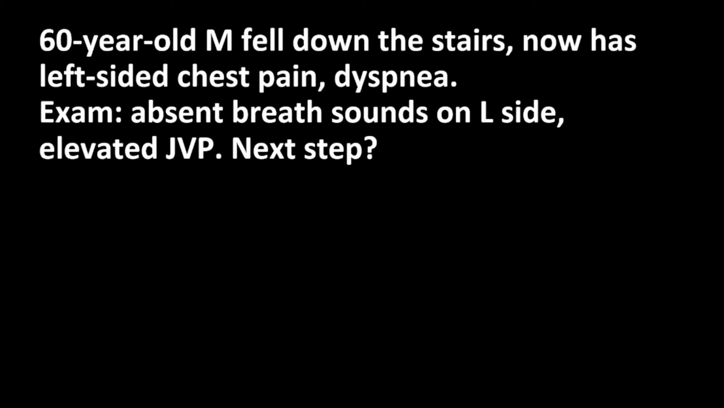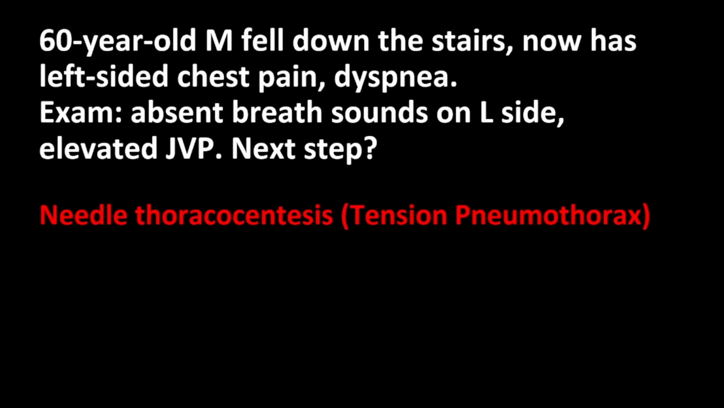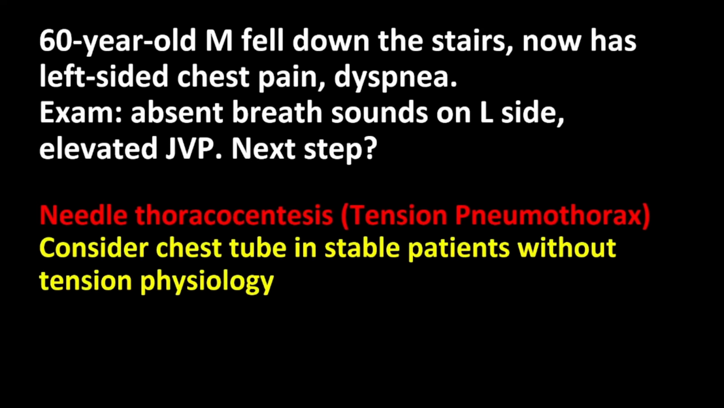So you're going to be tempted to say chest x-ray, but the correct answer in this situation would be needle thoracocentesis, because this has tension pneumothorax physiology, especially with the elevated JVP. So you really want to be thinking about acute management in this situation. You can consider a chest tube in stable patients that do not have tension physiology, where you would get a chest x-ray and maybe put in a pigtail chest tube, and then reassess later for resolution of the pneumothorax. But in acute situations, you want to consider needle thoracocentesis.